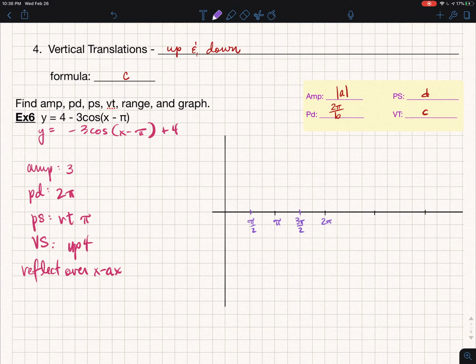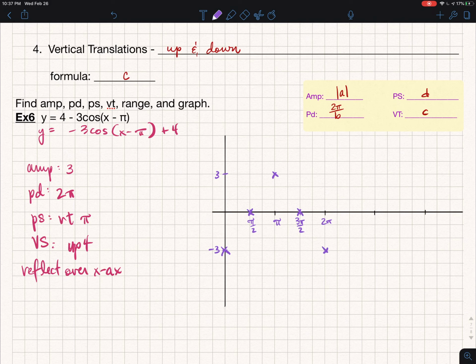My amplitude is 3. Don't forget that I'm reflecting over the x-axis, and this is a cosine graph. Since this is cosine, normally I would start at the maximum. I'm going to start at the minimum. Go to the x-axis, the maximum, x-axis, back to the minimum.